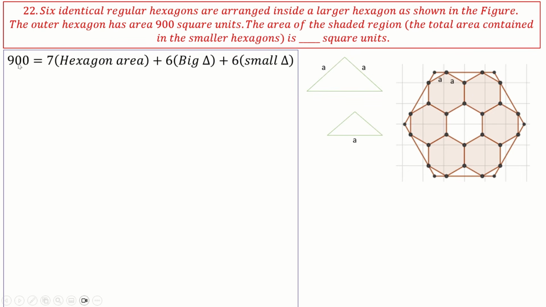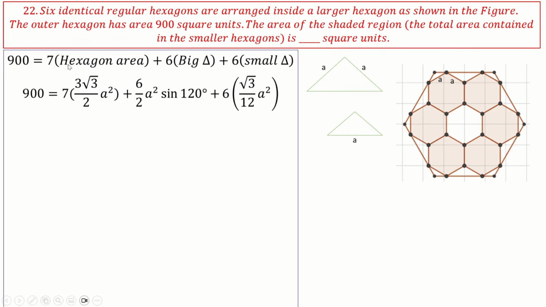So required 900 is equal to actually total area: 7 hexagon areas, 6 big triangles, 6 small triangle areas, correct? Now 900 equal to hexagon area is 7 times this A, right? Side is A. So hexagon area is 3 root 3 by 2 A square. You can form it into 6 equal triangles and then find out easily. So 7 times 3 root 3 by 2 A square plus 6 big triangles is 6 by 2 into A square sine 120 degrees. That is this.